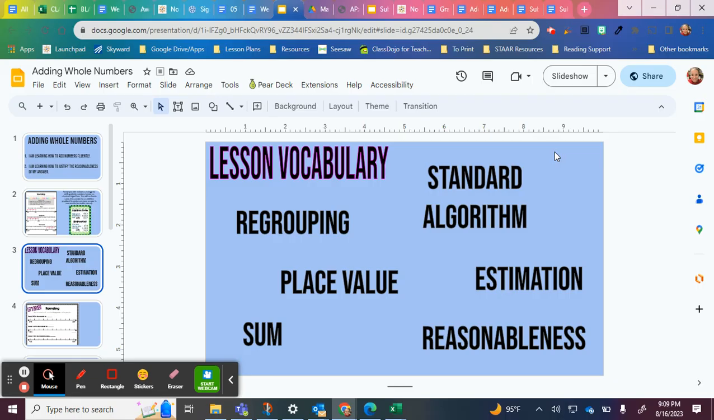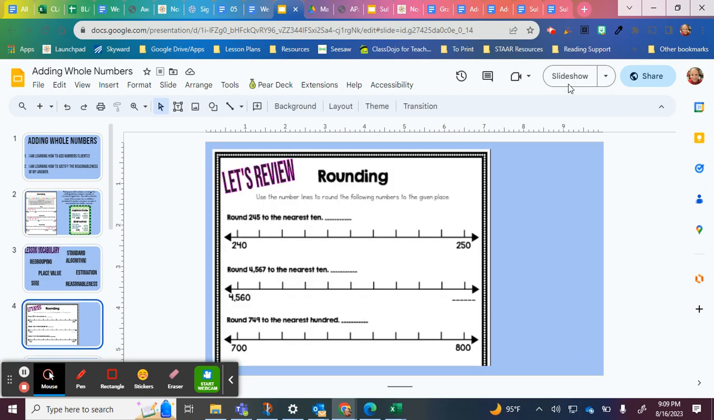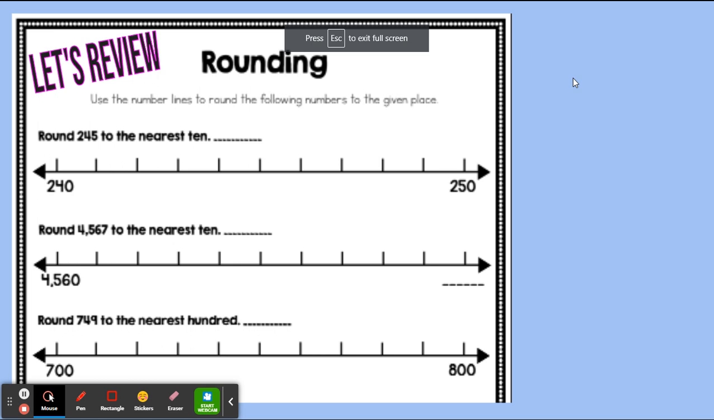I don't know why this slide isn't coming up. There it is. Okay, so some of the vocabulary that we'll be using: regrouping, talking about place value, the sum, reasonableness, estimation, and standard algorithm. These slides aren't wanting to stay up. Let me try it that way. There it is. Okay, let me get my pen.